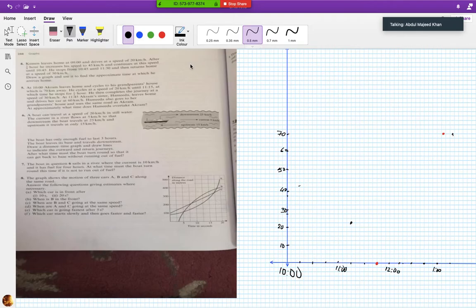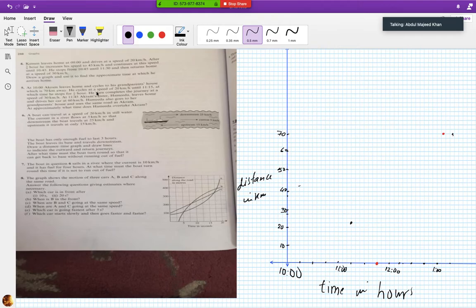So I will write it here for you. So this is the time in hours, and here is the distance in kilometer. Now read the question here. We have here at 10 Akram leaves home and cycles to his grandparents' house, which is 70 kilometers away.